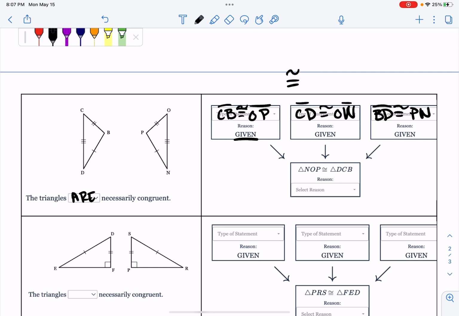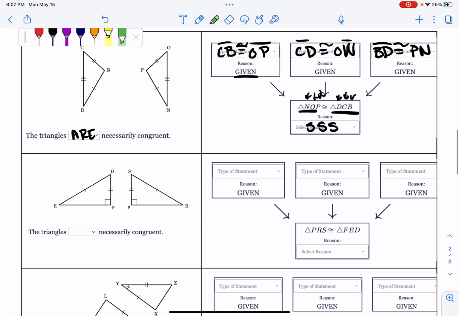PN. And that means that these triangles are congruent. Again, lining up congruent parts. N is congruent to D. O is congruent to C. And P is congruent to B. And the reason we know these triangles are congruent is because of our side congruence statement.